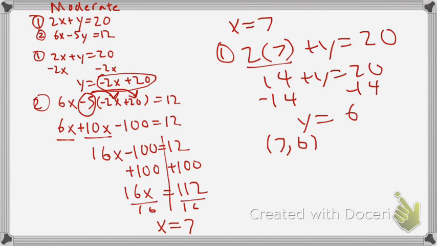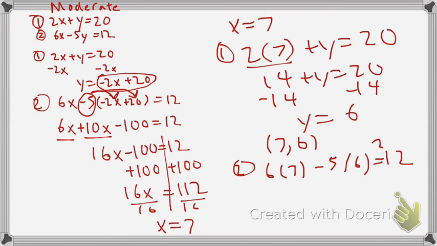But before I do that, I always want to check my y. So since I used equation number 1 to find out what y is, I'm going to plug it into equation number 2. Right? So I'm going to replace x with 7 because that's what my answer is, and then replace y with 6. So it'll be 6 times 7 minus 5 times 6 equals 12. So if this is equal, then I know my answer is correct.